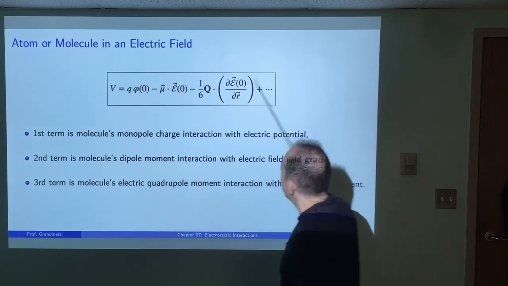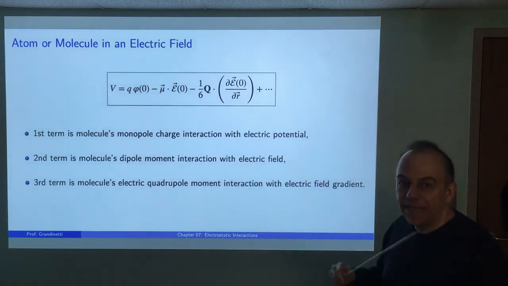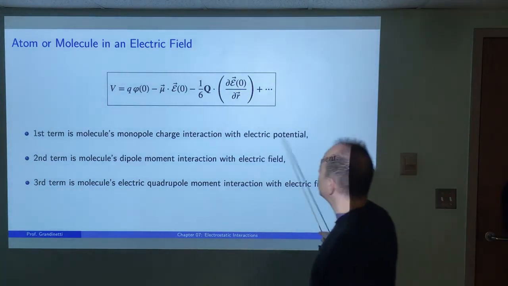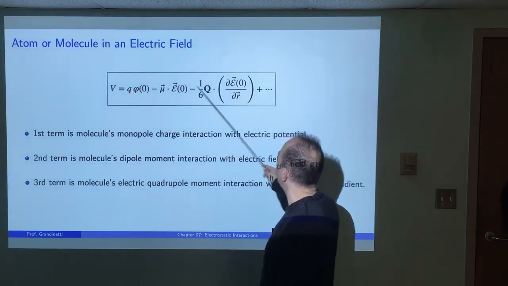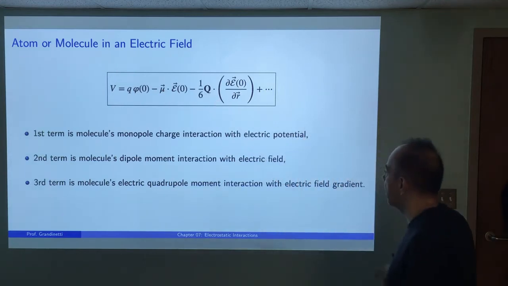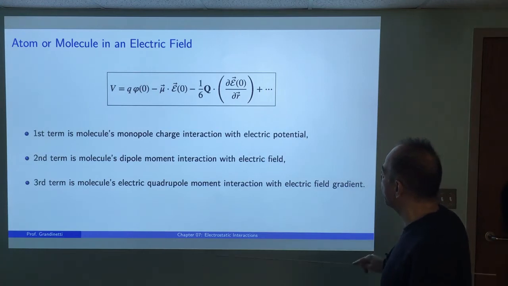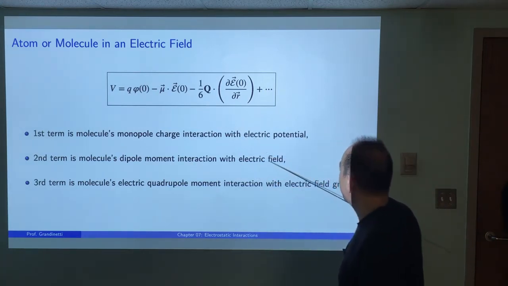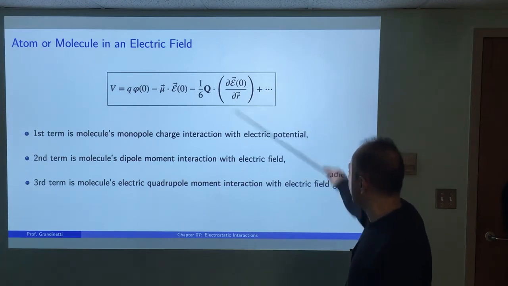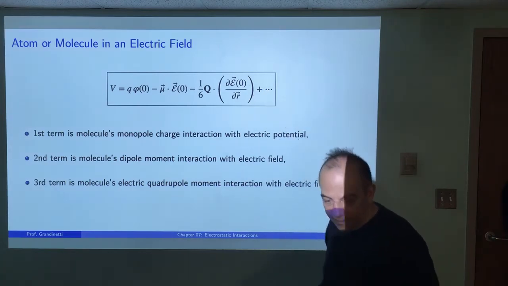So this is our expression for the potential energy of a molecule in an electric field. And we're going to describe it entirely in terms of its moments, its charge, its dipole moment, its quadrupole moment, and so on. So the first term is the interaction of the monopole moment with the scalar potential. The second term is the dipole moment interacting with the electric field vector. The third term is the quadrupole moment interacting with the electric field gradient.